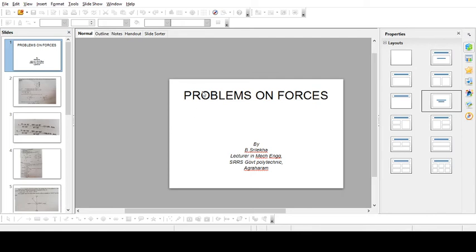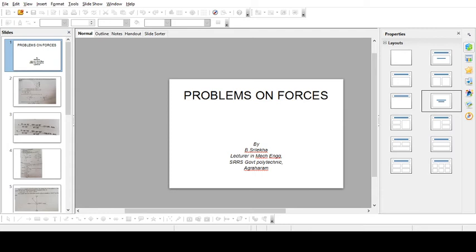So again, resolving the forces horizontally, we know sigma H is equal to F1 cos theta 1 plus F2 cos theta 2 plus F3 cos theta 3 plus F4 cos theta 4 plus F5 cos theta 5, because there are 5 forces. So simply substituting, we know 20, 30, 40, 50 and 60 are the forces. Theta 1 is 0, theta 2 is 30 degrees, theta 3 is 60 degrees, theta 4 is 90 degrees and theta 5 is 120 degrees.